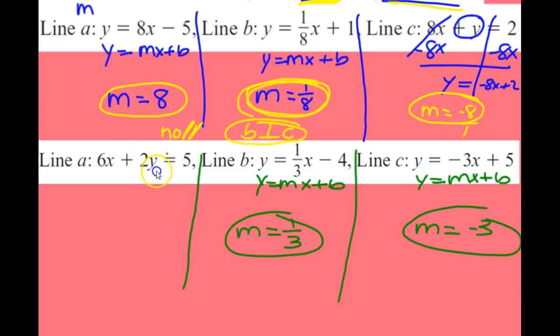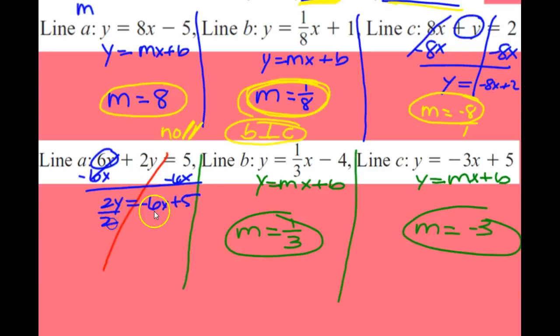I actually have to solve this one to get y by itself. So I'm going to subtract that 6x. We have 2y equals -6x plus 5. And then divide by 2 to get y all by itself. 6 divided by 2 is 3x, oops, not 3y, 3x. And it's negative. And 5 divided by 2, 2 goes into 5 2 times, and one more, 1/2, or 0.5. I'm going to write 2.5. So my slope, now that it's in the form y equals mx plus b, is -3.